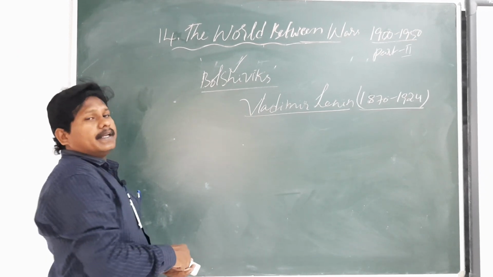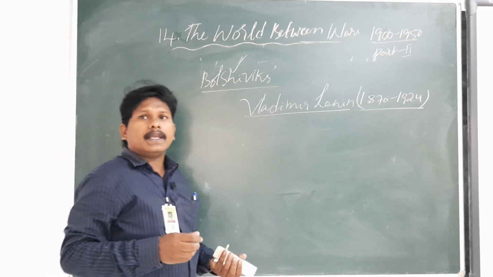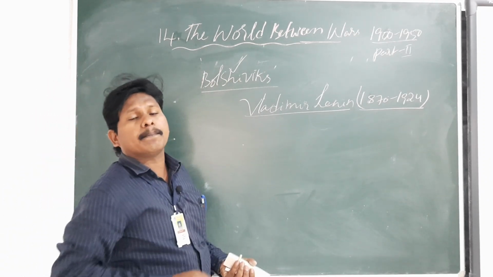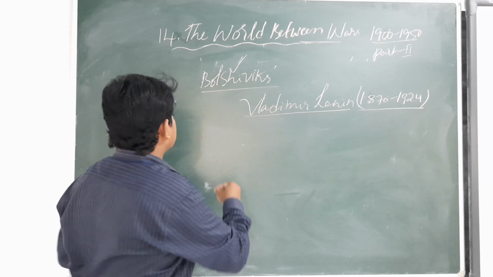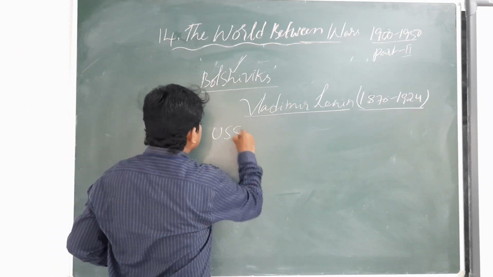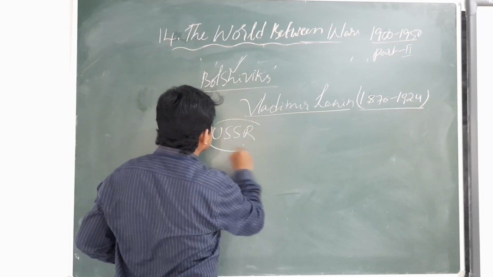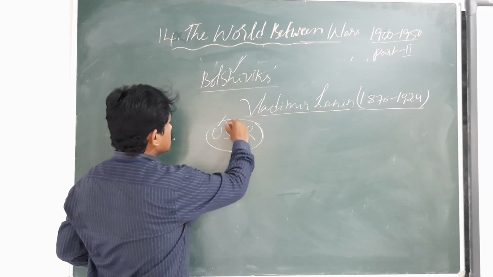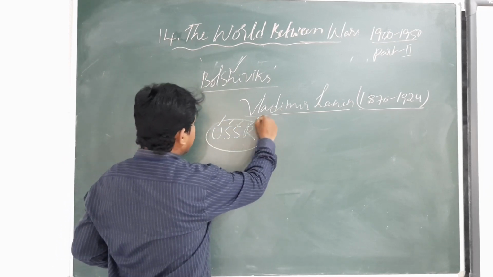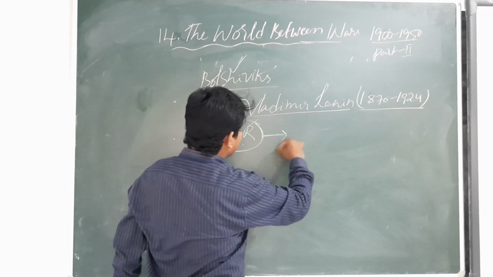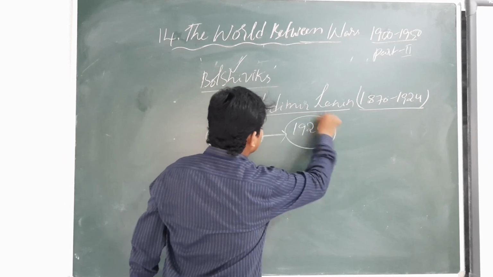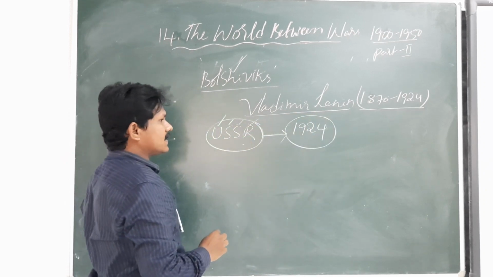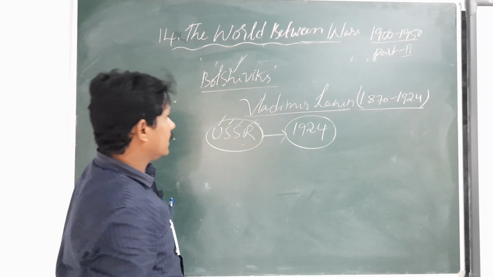However, gradually, so many Tsarist empire nations agreed to join the USSR. USSR means Union of Soviet Socialist Republics. It was established in 1924. So, the USSR was established by the Soviet government in Russia.